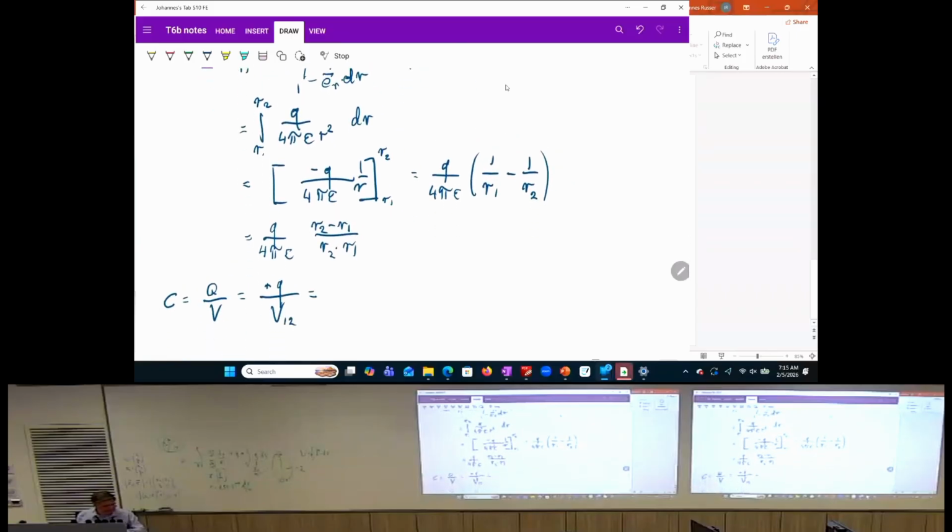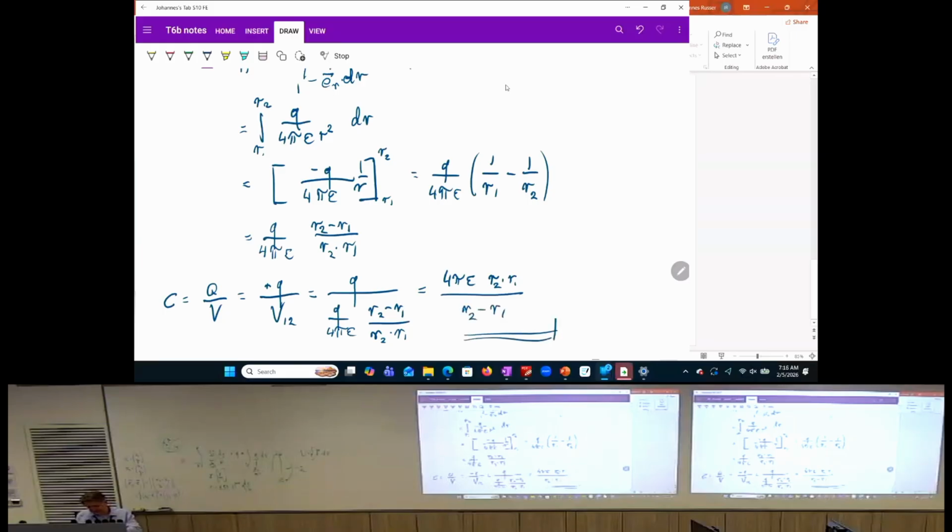and that is Q over Q 4 pi epsilon, R2 minus R1, R2 times R1. And then the Q cancels out, the 4 pi epsilon we put on top, and there's R2 times R1, and this is divided by R2 minus R1.